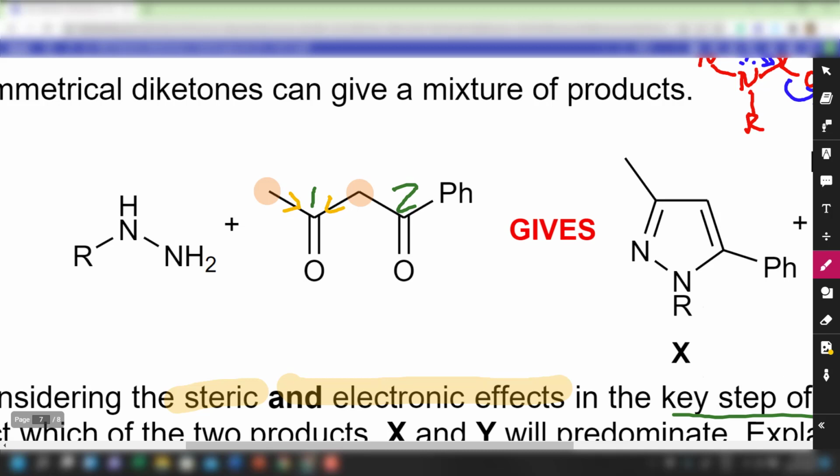are H's. But we're not comparing with formaldehyde. We're comparing with carbonyl carbon 2. So for carbonyl carbon 2, I do expect this CH2 group, the methylene group, to also donate electron density to carbonyl carbon 2. What about the phenyl ring?